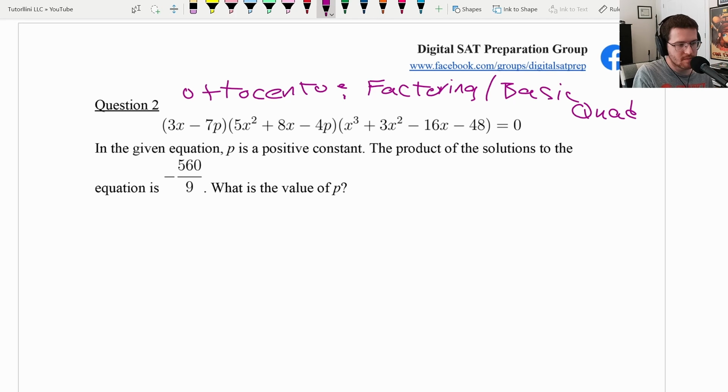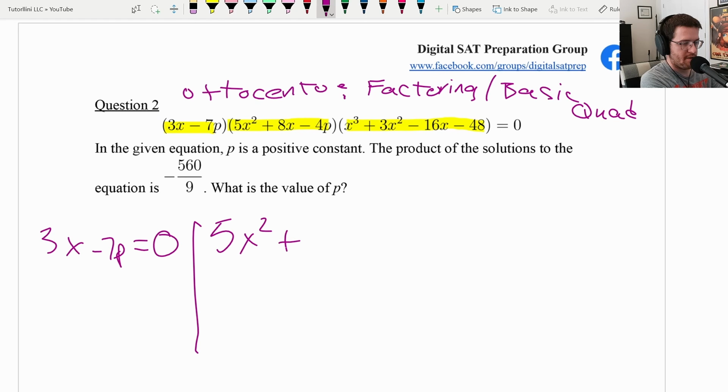if you've watched this. So we have this big equation with a bunch of stuff multiplied together equal to 0. What I'm going to do is use what's called the zero product property, which I cover in my Ottocento factoring video. So we're going to set each of these factors equal to 0, because if one of them is equal to 0, then the whole thing must be equal to 0, because 0 times any number is 0.